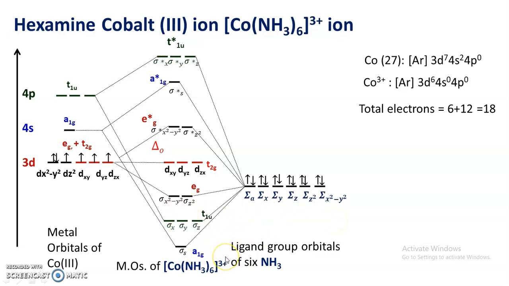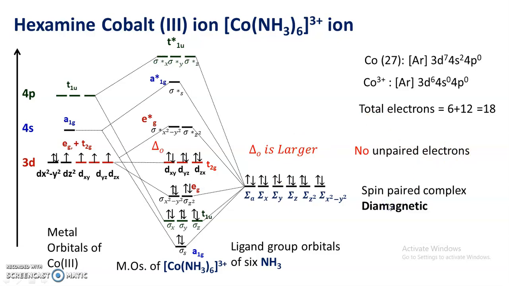Okay, so now we try to fill the electrons in bonding orbitals, non-bonding and antibonding orbitals. First of all, electrons start filling from A1g, then T1u, Eg, up to Eg total number of electrons are 12. Then this is the 13th, 14th and 15th electron. Now here again, the delta O is larger, because here there is an appreciable overlap between Eg orbital of metal ion and the suitable ligand group orbital. So delta O is larger, and therefore instead of entering electron in Eg star, the electron pairs up with the electron of dxy. So this is the 16th electron, then 17th and 18th. All the electrons are paired, there is no unpaired electron, and therefore this complex is also a spin paired complex and diamagnetic complex.